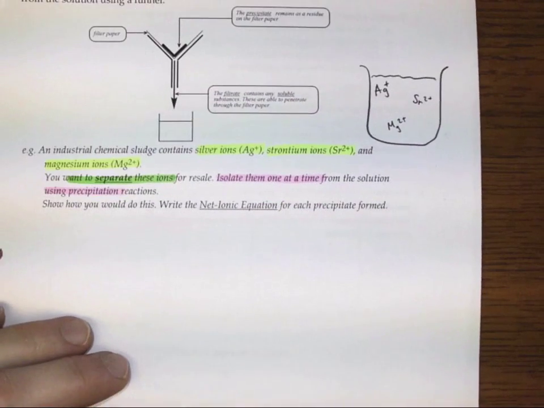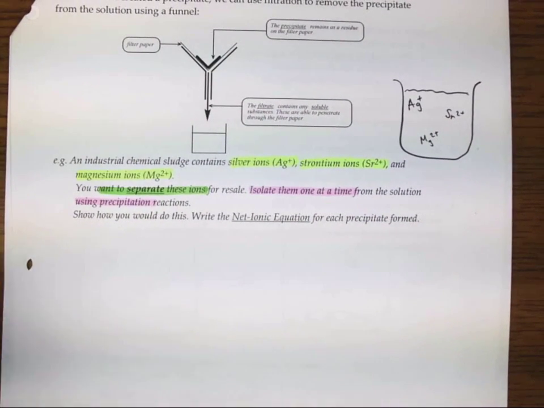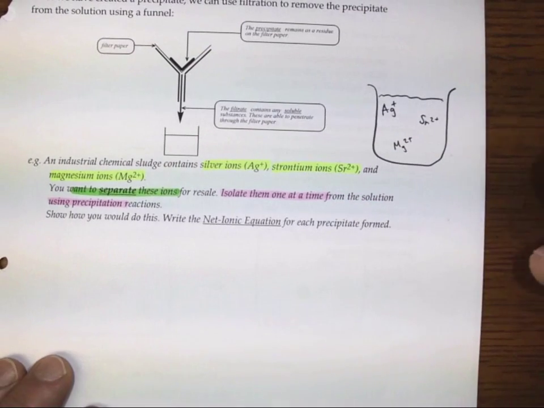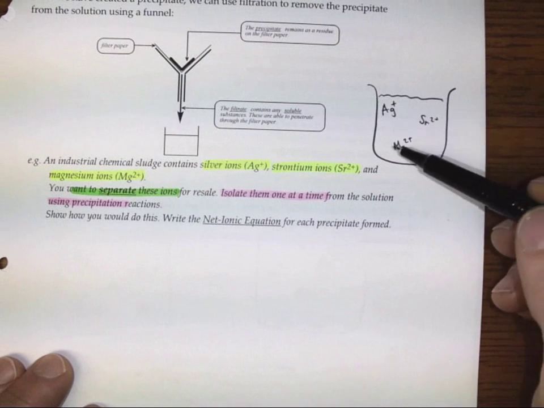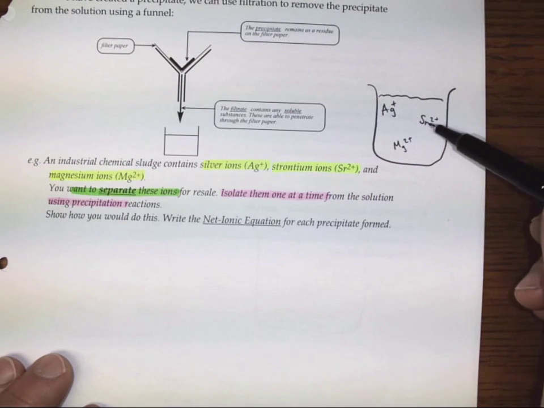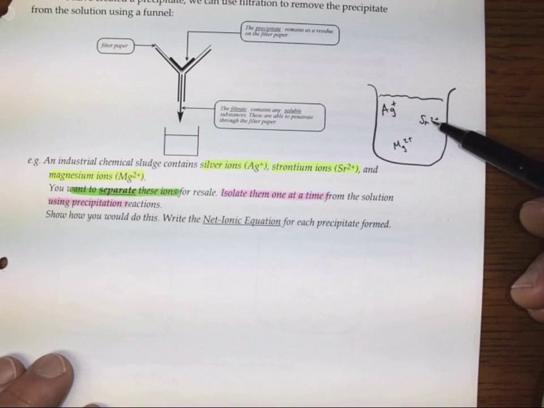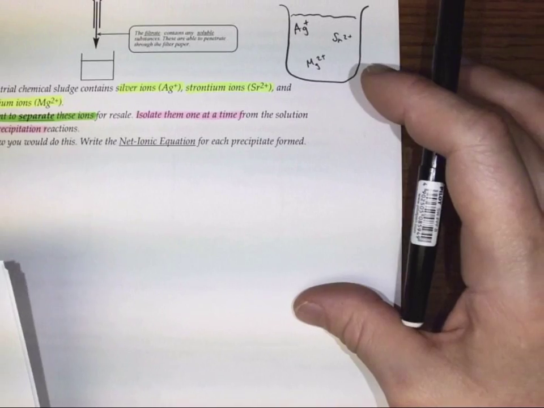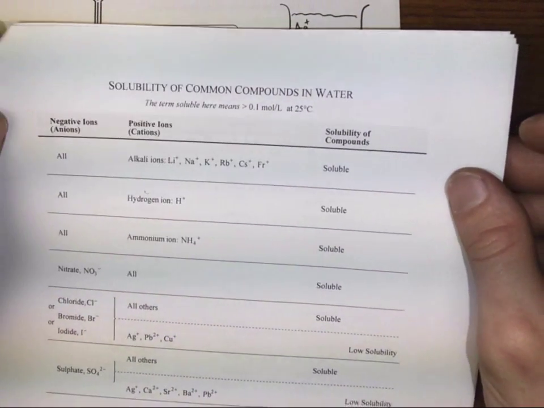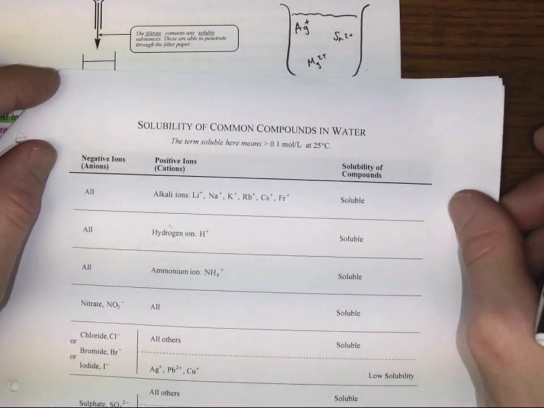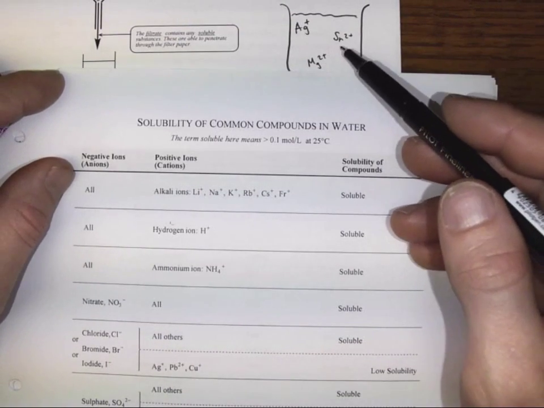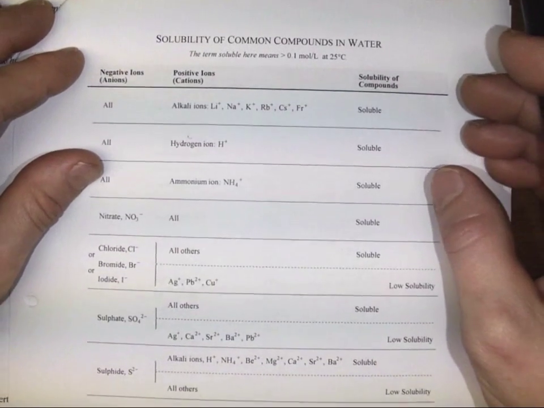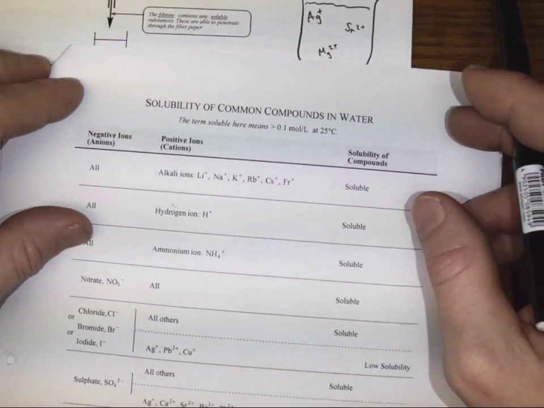Okay, so how are we going to do this? What's the procedure we can do? Well, what we're going to want to do is find something we could add to the solution that's going to take out one of these, but not the others. So we're going to think about an ion we could add that will react with one, but not all 3, and not 2. So out of our silver ion, our magnesium ion, and our strontium ion, can I see an ion that I could add that will bind just to one.